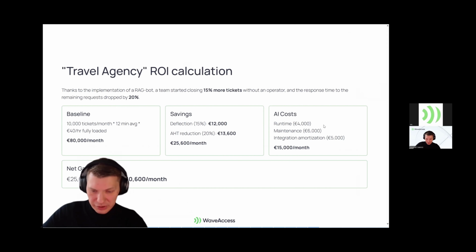The next step is we are calculating how much it costs to implement. So runtime is 4,000. Maintenance 6,000 is how much it costs to actually support this. And integration amortization, it's token cost and servers. And 10,000 is net gain. So it's a pretty simple calculation for that RAG bot, and we are doing this for all the use cases.